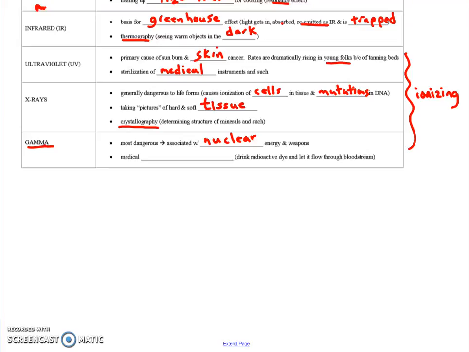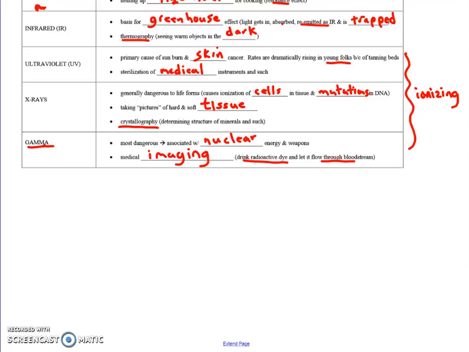Another interesting use is medical imaging. It's an alternative to X-rays or MRIs and whatnot. What you basically do is drink a radioactive dye and let it flow through your bloodstream, and then you're glowing. It's a very weak output, but you can look with a gamma scope to see where the radiation is, and if it concentrates in certain places, you can maybe see some issues that you couldn't pick up with X-rays.